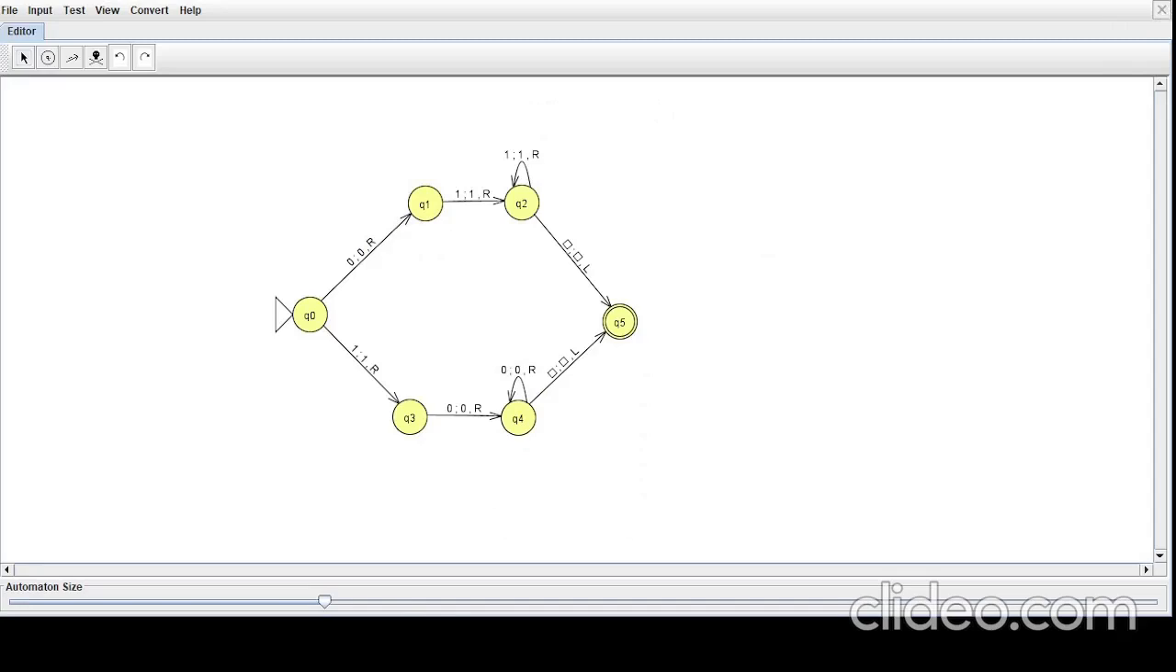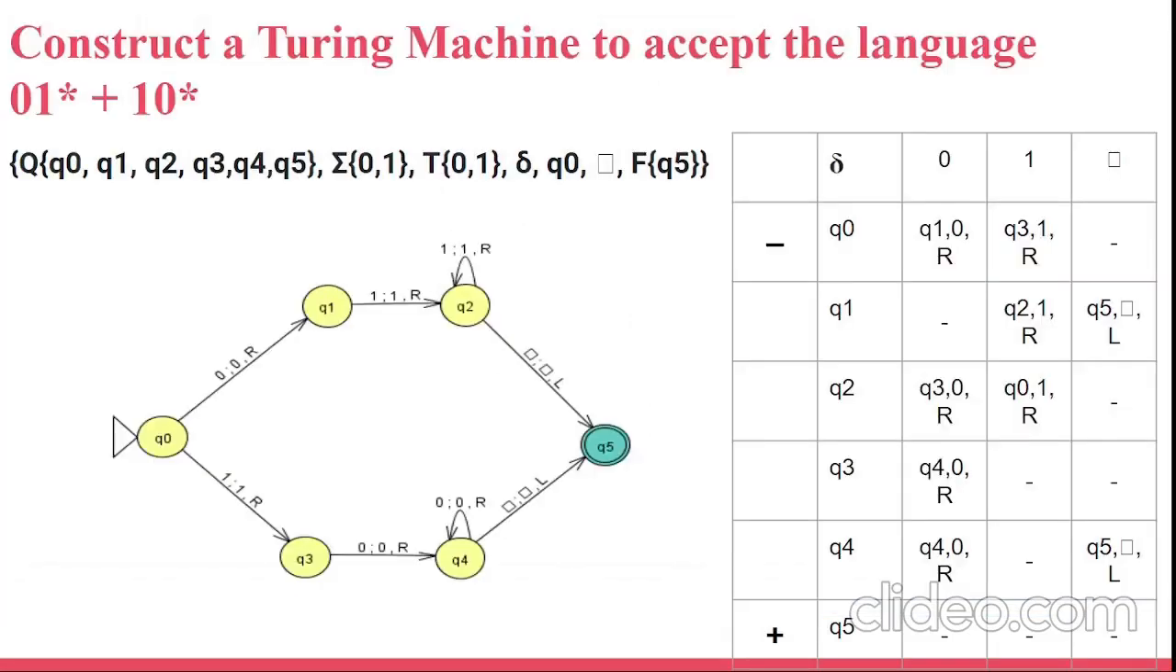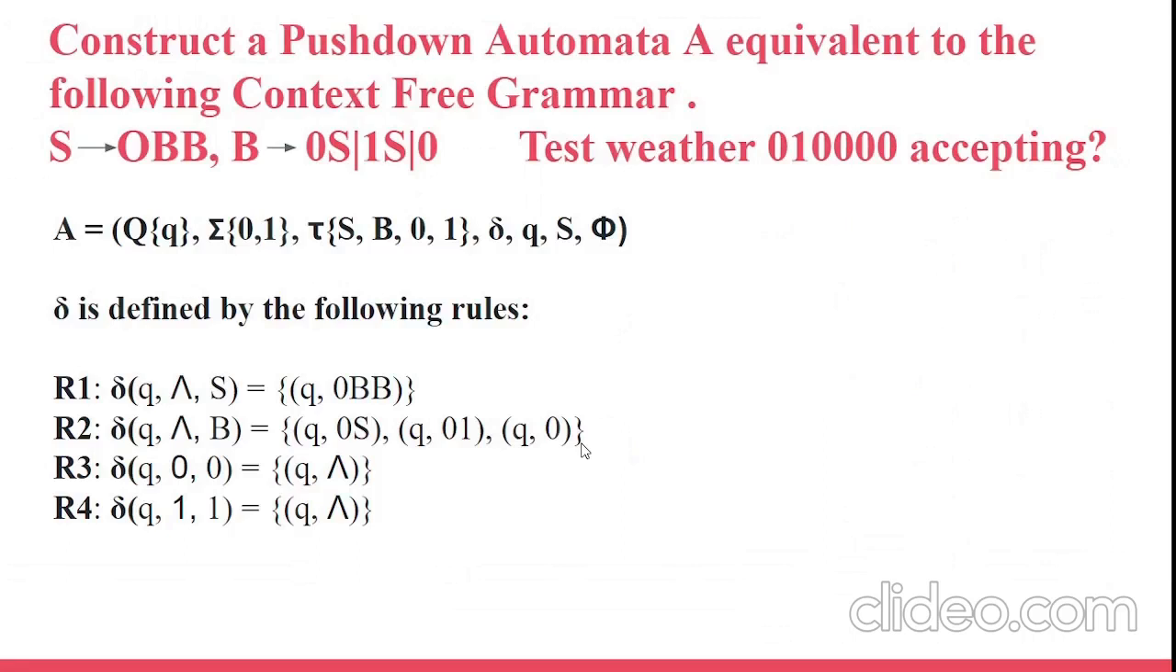Let's move to the next question. The next question is to construct a pushdown automaton equivalent to the following context-free grammar. The grammar is given to us and we have to create a PDA for this grammar and test whether the string 0, 1, 0, 0, 0, 0 is accepted.